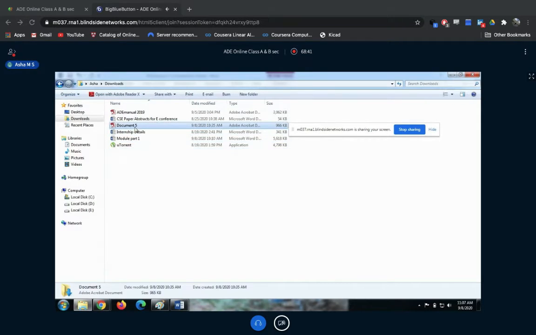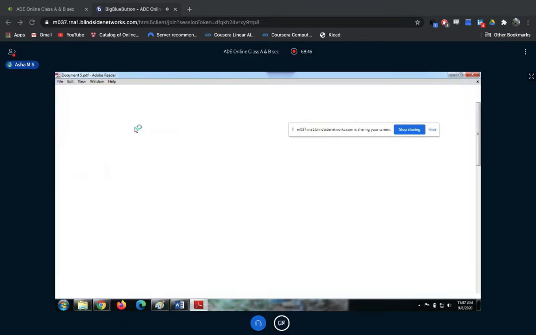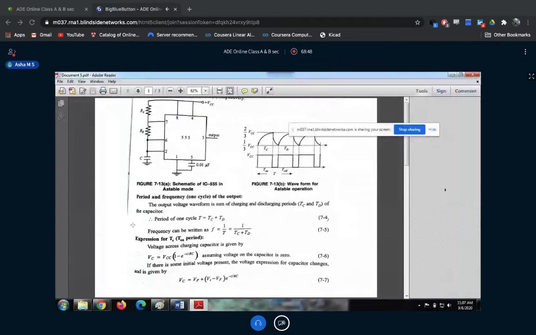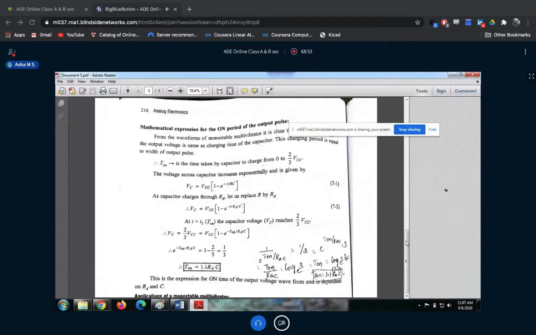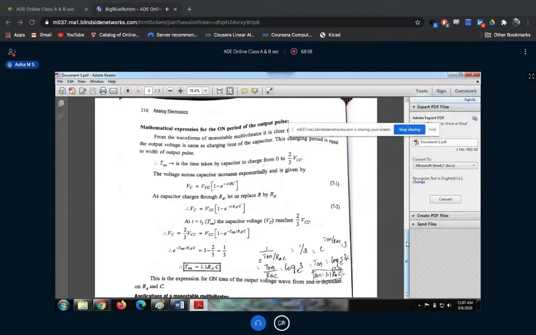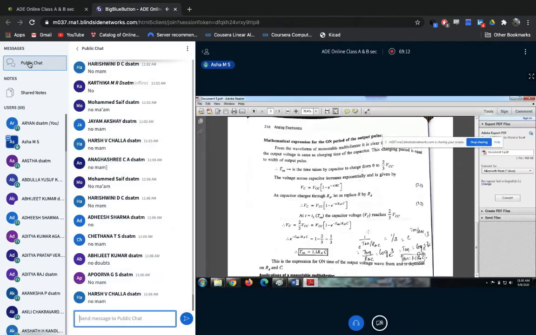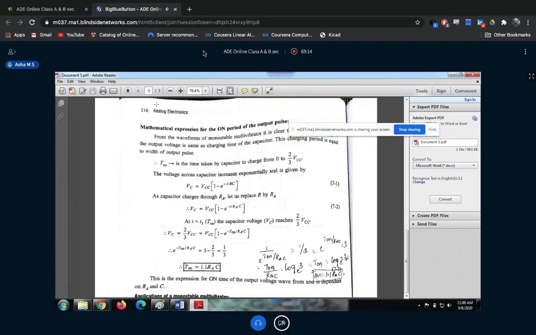I sent the PDF, right? Okay, so what exactly is this one? Astable, below, the derivation. This one. Yes, that one, okay. Yeah, what exactly do you have here.